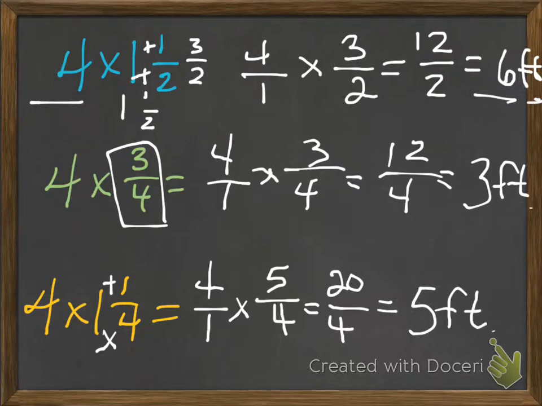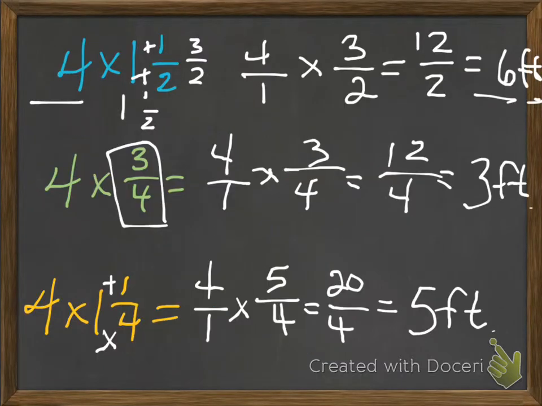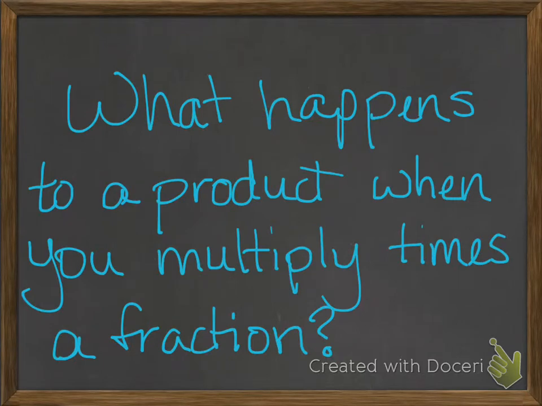So 5 feet. So what happens to a product when you multiply it times a fraction? Well, if we go back to the problem we had before, here is the product, 3. We started off with 4, so it seems like it gets smaller when you multiply times a fraction.